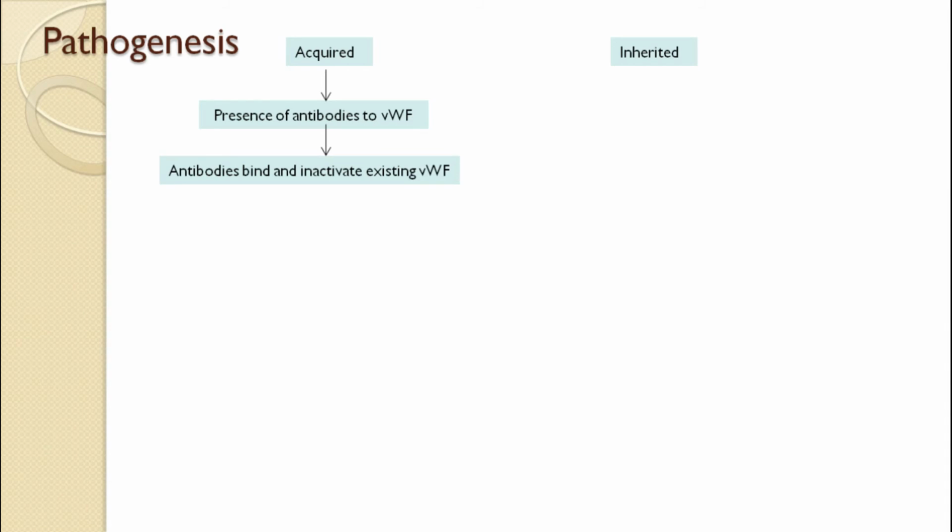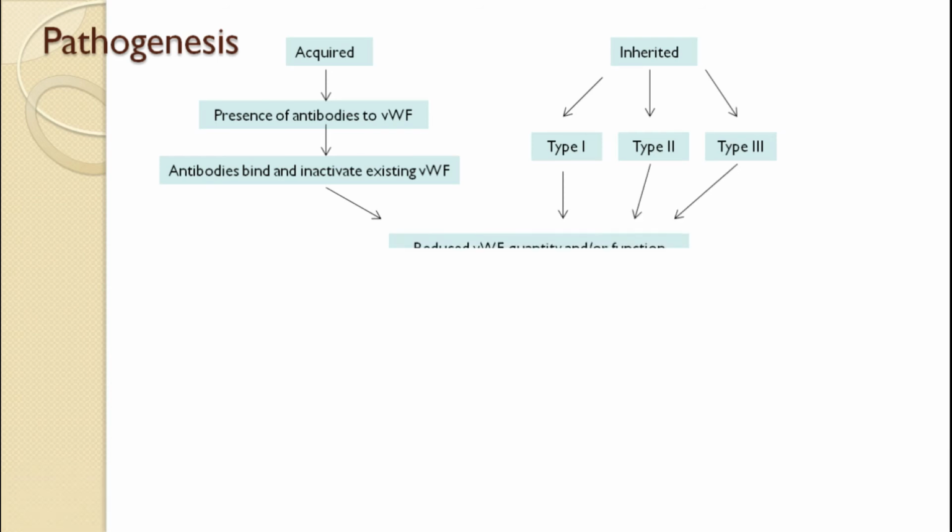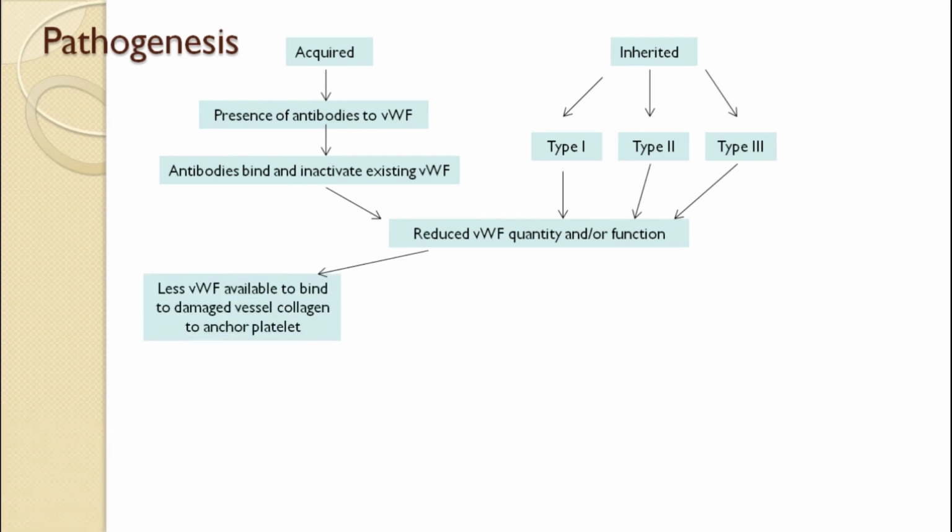Pathogenesis. Von Willebrand's disease may either be acquired or inherited. For acquired, there is a presence of antibodies to the VWF. These antibodies bind and inactivate the existing VWF. For inherited, there's the type 1, type 2, and type 3, as discussed earlier. All these cause reduced VWF quantity and/or function. This often leads to less VWF available to bind to damaged vessel collagen to anchor platelets, reduced VWF antigen assay, and reduced plasma factor VIII.